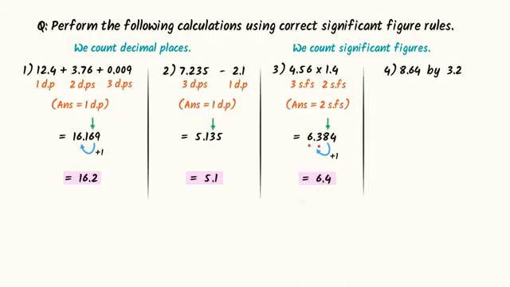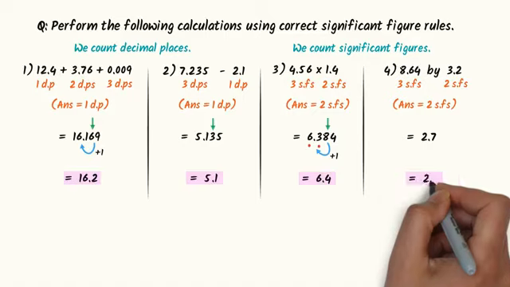The fourth part is 8.64 divided by 3.2. This is division, so we count significant figures. In case of 8.64, there are 3 significant figures. In case of 3.2, there are 2 significant figures. The least significant figures are 2, so the answer needs 2 significant figures. We divide 8.64 by 3.2, which gives us 2.7. That's already 2 significant figures. So the final answer is 2.7.